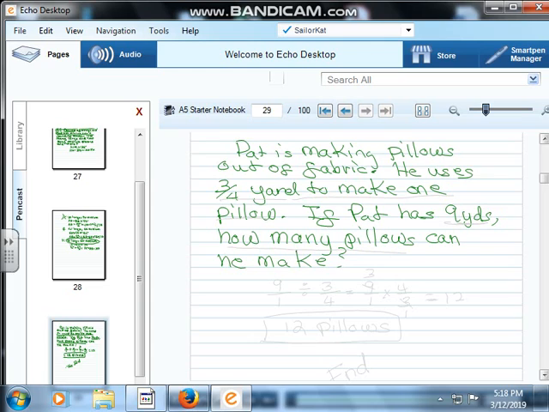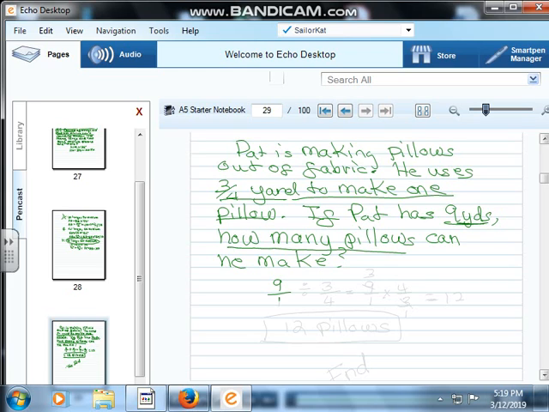Okay, our important info, 3/4 yard makes one pillow. That I'd highlight. Also, he has 9 yards. And the question wants how many pillows can he make. So right now is when we want to plan. So should we multiply or divide to get the amount of pillows? So it looks like 9 yards and 3/4 yards. If we divide that, we're going to get our answer.